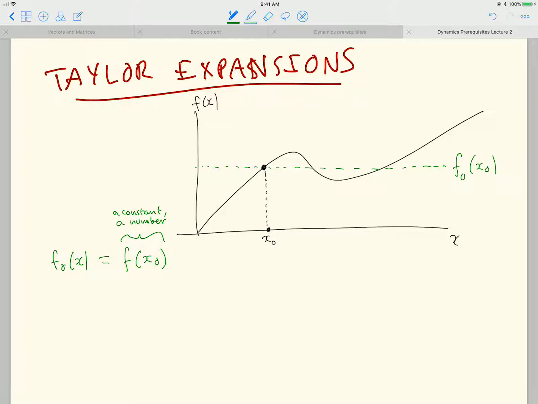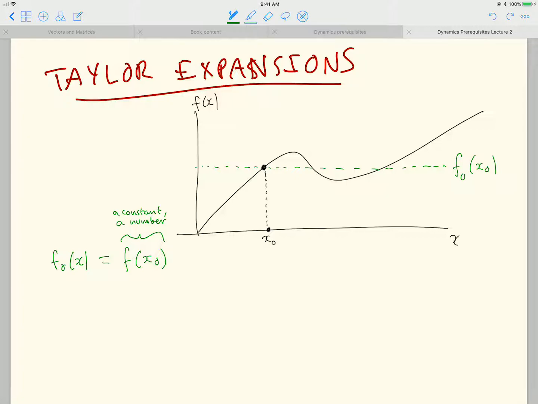And when x equals x naught, it's perfect. We've got exactly the right answer. And if you're really close to x naught, it's kind of okay. And the further away from x naught you go, the worse it is. Obviously, that's not really very good. So let's do a little better.